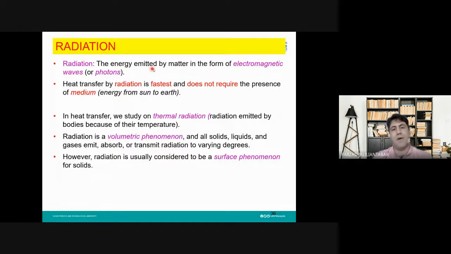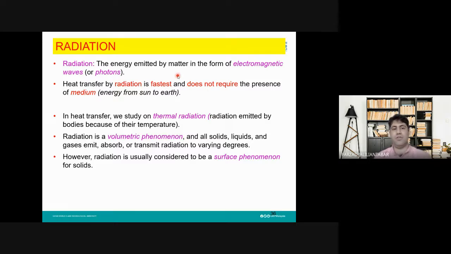The energy emitted by matter in the form of electromagnetic waves or photons. You can see the definition of radiation is different from conduction and convection. However, this is only the definition of radiation. So radiation is the energy emitted by matter in the form of electromagnetic waves or photons. I'm not going to go into the detail of electromagnetic waves or photons. Suppose you already know from physics what an electromagnetic wave is and what a photon is.